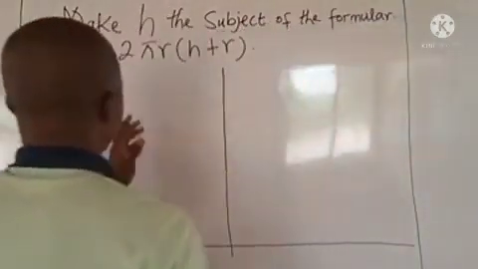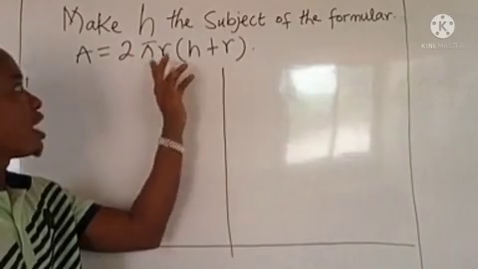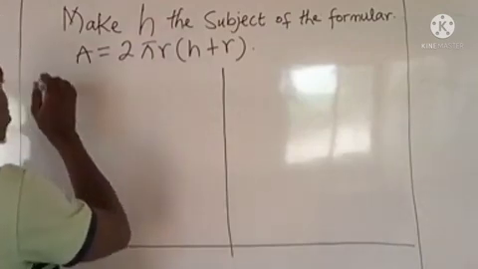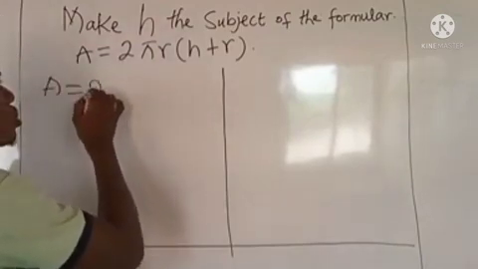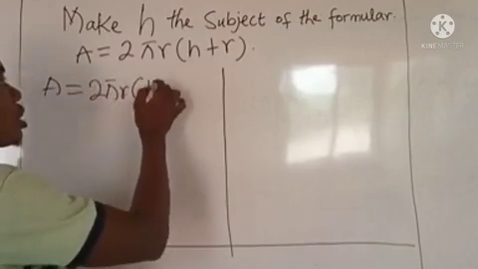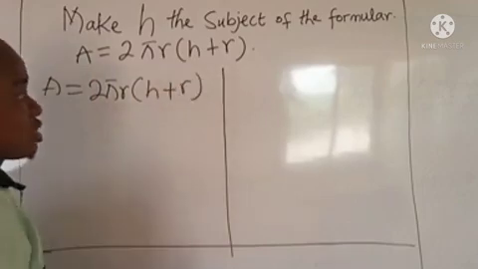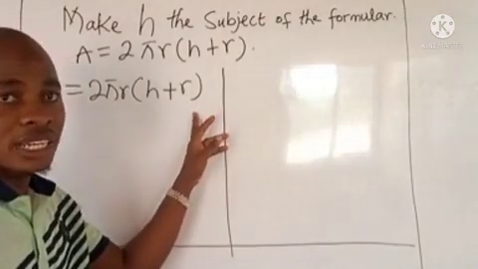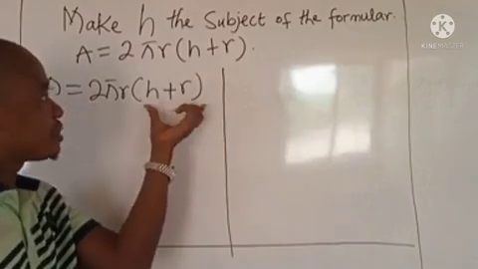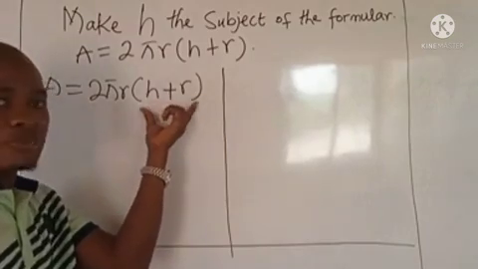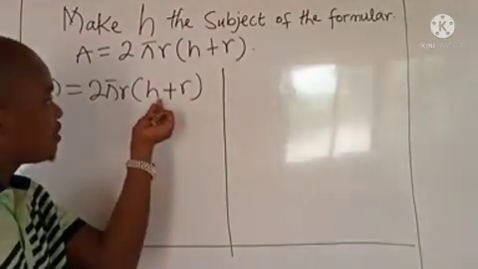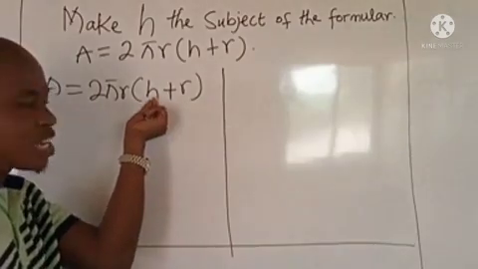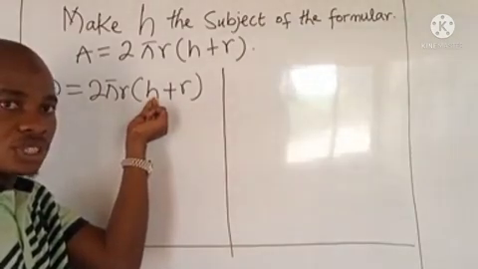So now we have A equals 2 pi r (h plus r). If you want to solve this, the first thing we are going to do, we have A equals 2 pi r (h plus r). What I did, I just repeated the question. Now, having this bracket here, we don't need the bracket. Are you getting that? Because h is enclosed by this bracket. So therefore, we need to open this bracket completely so that we can bring out our h. Are you getting it now?